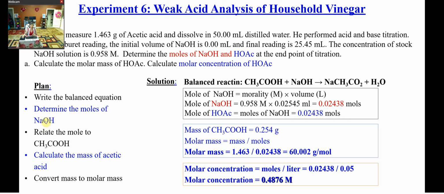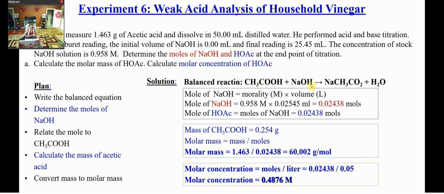And then at the end point, you correlate the moles of sodium hydroxide to the acetic acid. In our case, sodium hydroxide and acetic acid are equal to each other at the end point. This is a 1:1 molar ratio. And then you calculate your molar mass from these grams and moles. And then for molar concentration, you use your moles divided by the volume in liters. So here is our solution. First of all, balance your reaction.